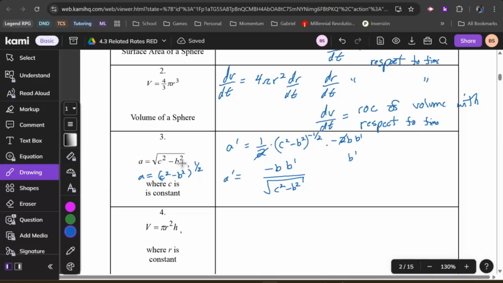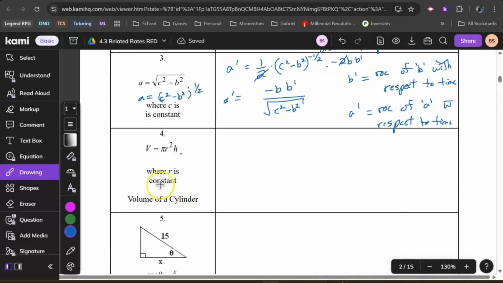Now, b prime is going to be the rate of change of b with respect to time. Okay, and our a prime is simply going to be the rate of change of a with respect to time. Okay, now we don't have it, but if we had found c prime, because it's a constant, it would be 0, right? Because the rate of change of a constant is 0.